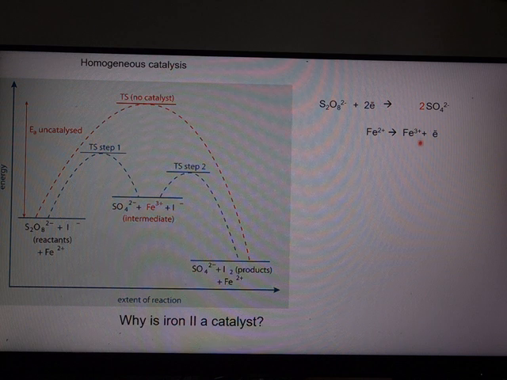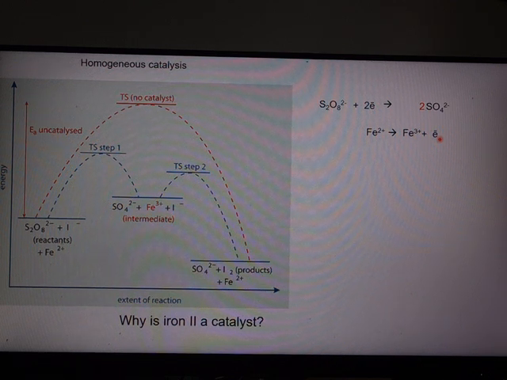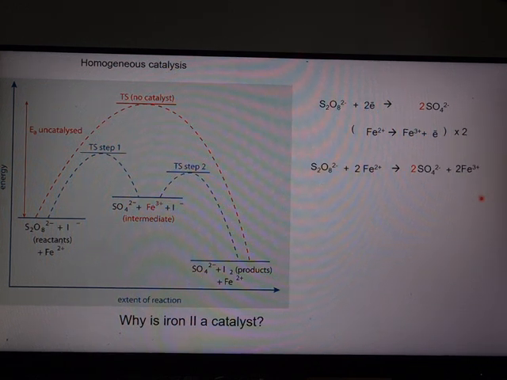I need to combine these 2 half equations. And you can see here that you've got 2 electrons, and here you've got 1. So you need to find the lowest common multiple. So you need to multiply this one by 2. And then when I add those 2 together, you can see you've got 2 electrons on that side of the arrow, and then 2 electrons on the other side of the arrow. So they cancel each other out. And that's the reaction between thiosulfate and iron 2+. So that's your first reaction, right?